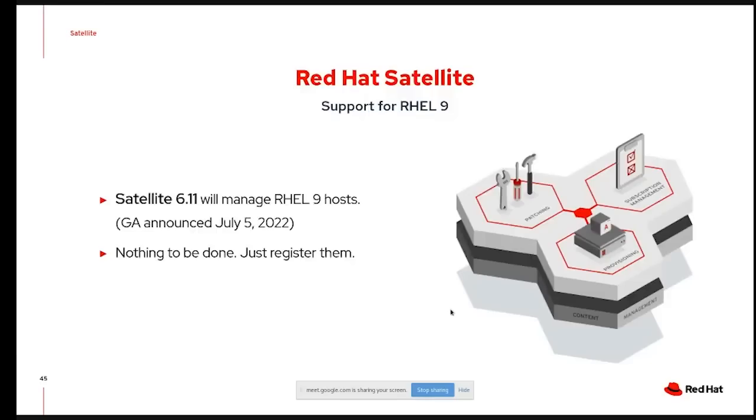What about Red Hat Satellite? Well, as typically happens when we release a new version of Red Hat Enterprise Linux, we need to make some adjustments to Satellite as a management infrastructure. And so we've added the support for RHEL 9 hosts to Satellite 6.11, and the GA for that was announced July 5th. Nothing that you have to specifically do if you're running Satellite 6.11. You just have to register your RHEL 9 systems to that satellite infrastructure.